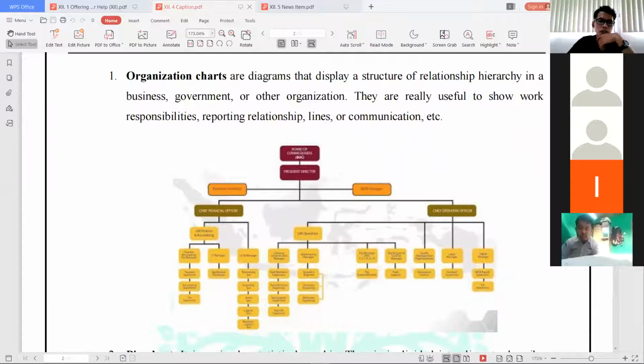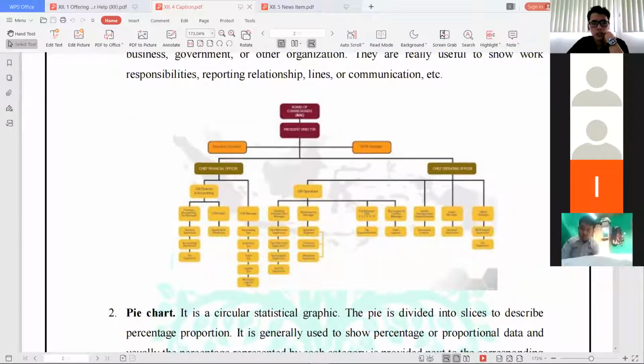Number one, organization charts. Organization charts are diagrams that display a structure of relationship hierarchy in a business, government, or other organization. They are really useful to show work responsibilities, reporting relationship lines or communication, and so on and so forth. This is the example of an organization chart. I believe you are very familiar with this.